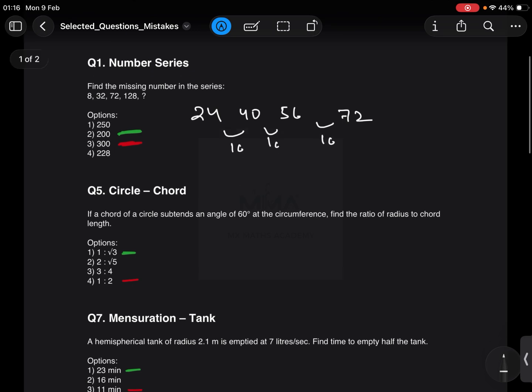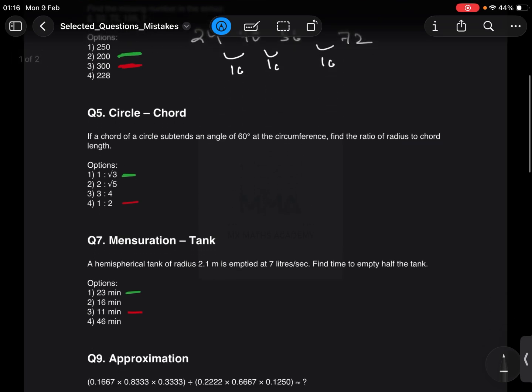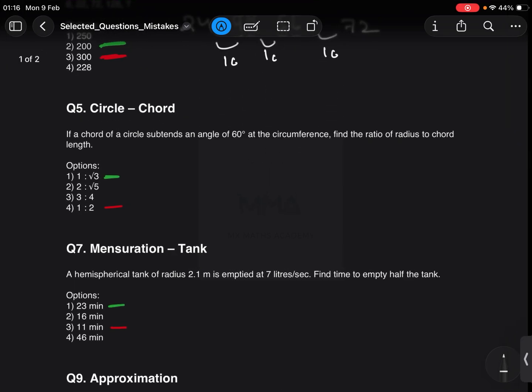Okay, in this question, if a chord of a circle subtends an angle of 60 degrees at the circumference, find the ratio of the radius to the chord length. We all know angle in a semicircle is 90 degrees. So usually a diameter subtends 90 degrees at the circumference. So in order to subtend 60 degrees, the chord has to be below the diameter, and the figure is somewhat like this.